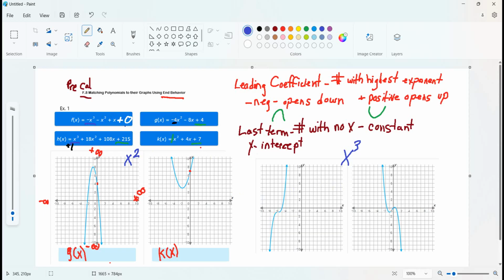Now, this last number right there didn't have a number, so I wrote in a positive 0. You can add a 0 without actually changing the value of this equation. And this tells us that that equation hits at the origin. So if you look at this one, that one does hit at the origin.